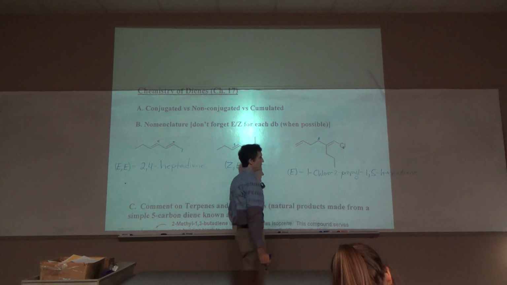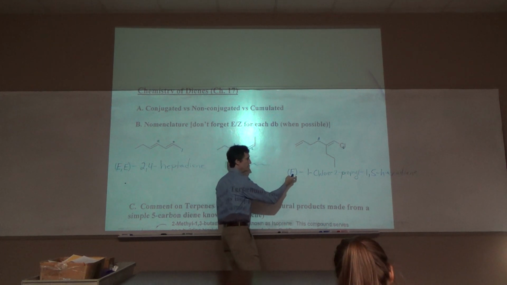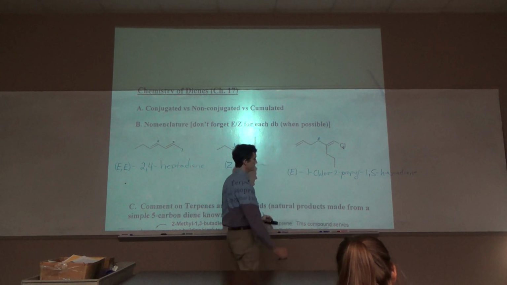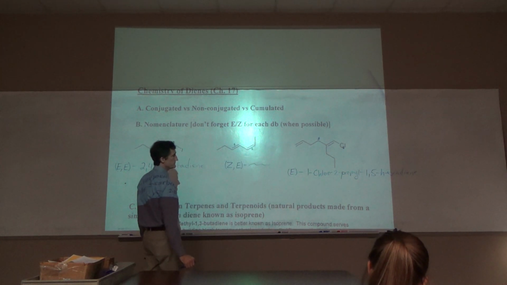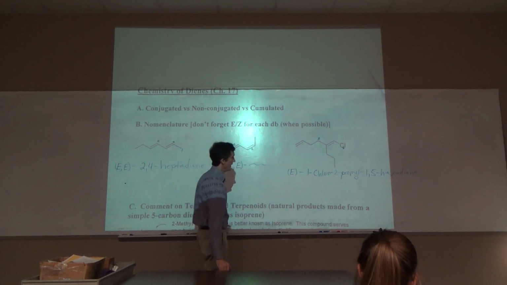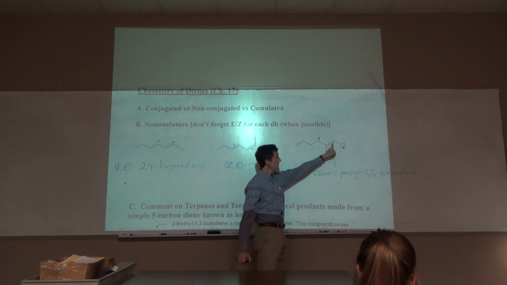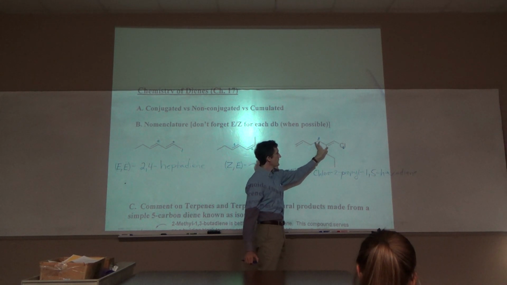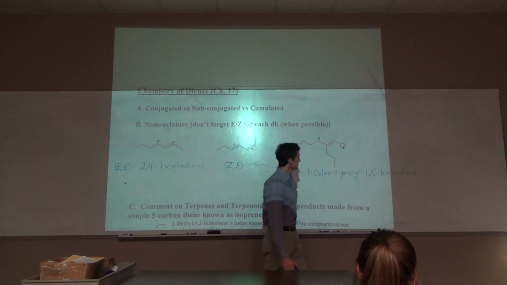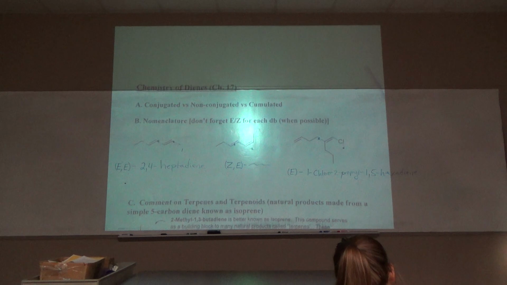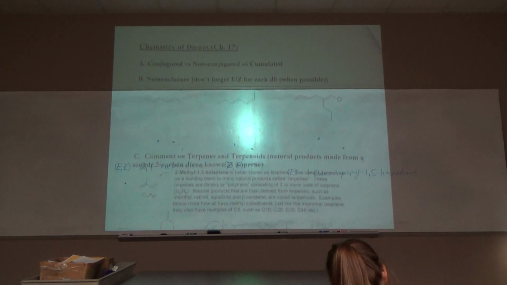That alkene is not stereogenic, so we don't need a letter. This E applies to the stereogenic alkene, right? There you go. The other possibility is to have a Z form here, where the chlorine would be drawn the other way, or on the same side as this group. Okay, that's nomenclature of dienes. Should be pretty straightforward.